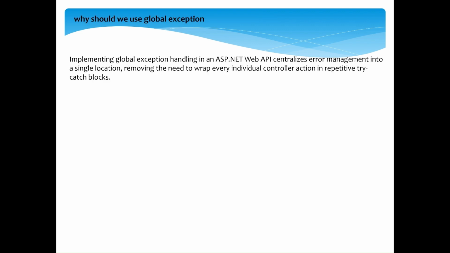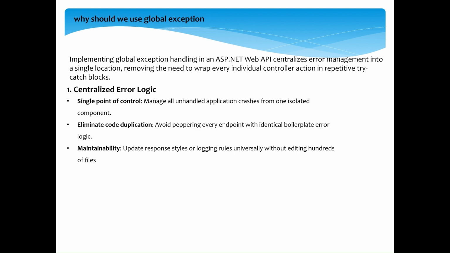You might ask, why should we use global exception handling? Implementing global exception handling in an ASP.NET Web API centralizes error management into a single location, removing the need to wrap every individual controller action in repetitive try-catch blocks. There are four primary pillars to this. The first one is centralized error logic. It gives you a single point of control to manage all unhandled application crashes from one isolated component. This helps eliminate code duplication. You avoid prepping every endpoint with the identical boilerplate error logic. Ultimately, this improves maintainability, allowing you to update response styles or logging rules universally without editing hundreds of files.